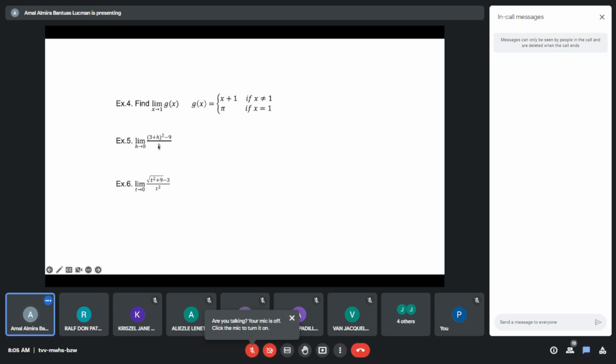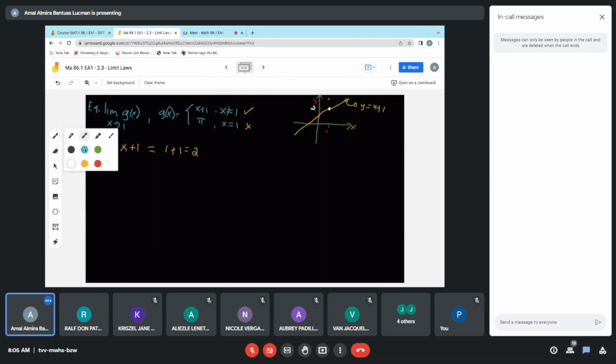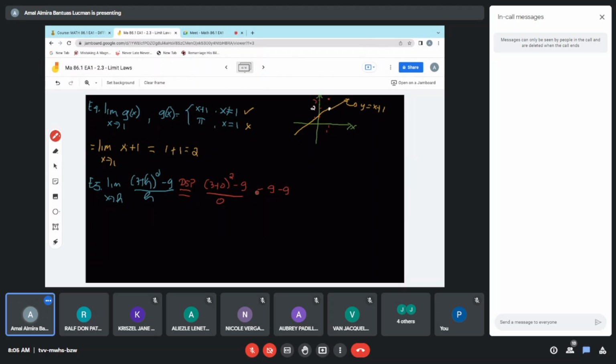Next, limit of 3 plus h squared minus 9 all over h as h approaches 0. Okay. So, what we do here is apply the direct substitution property. So, that would be 3 plus 0 squared minus 9 over 0. That gives us 0 over 0.